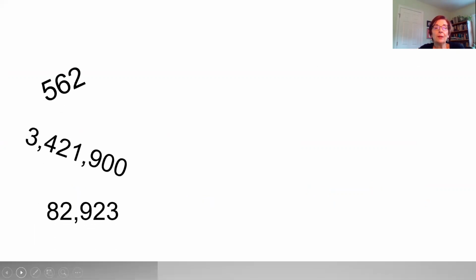All right, so accounting uses numbers. Numbers like 562, 3,421,900, or 82,923, the salary that you hope you might earn when you graduate college. All right, it uses dollars. So you're using numbers, most of the numbers in the form of dollars.